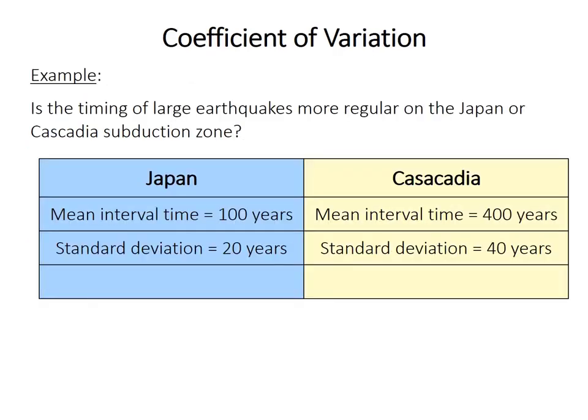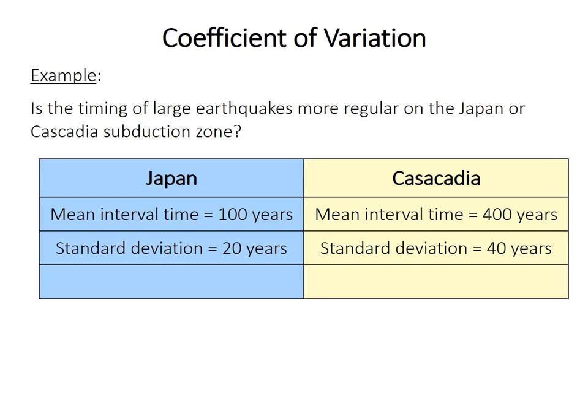So here's an illustrated example of when you might want to use coefficient of variation. Say you want to know whether large earthquakes occur more regularly in Japan or in Cascadia in North America. These are just made up numbers, but the mean time between earthquakes in Japan is 100 years, and it's 400 years in Cascadia. And the standard deviation of the time between earthquakes is 20 years in Japan and 40 years in Cascadia. So you had a long time series of earthquakes, and you measured the time between them, and the standard deviation of those times.